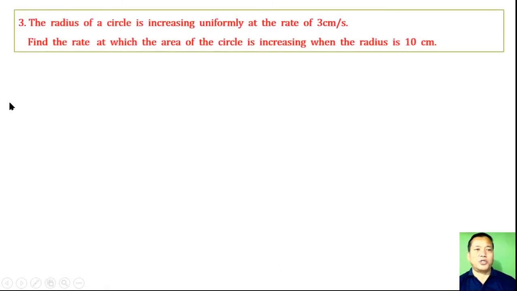For question number 3, the radius of a circle is increasing uniformly at the rate of 3 cm per second. Find the rate at which the area of the circle is increasing when the radius is 10 cm.